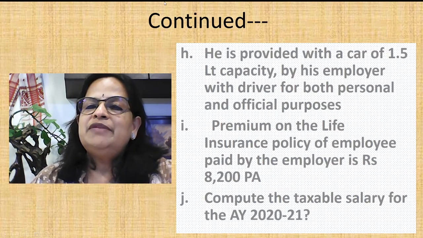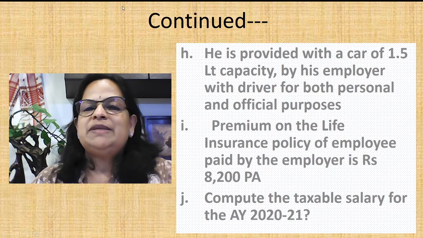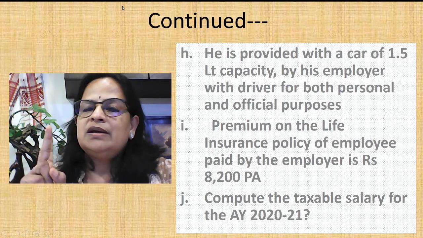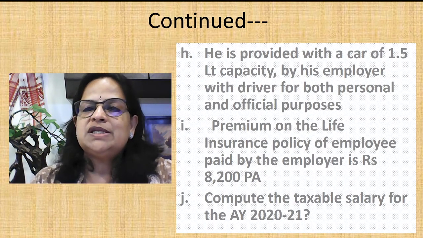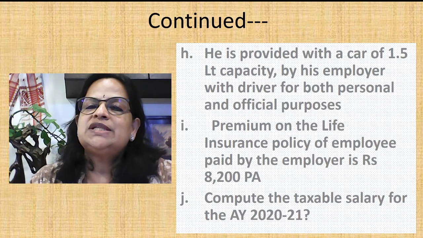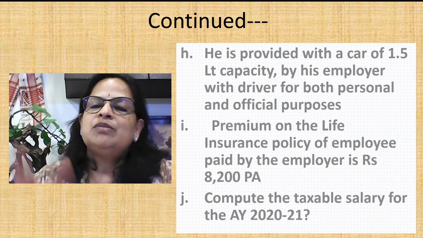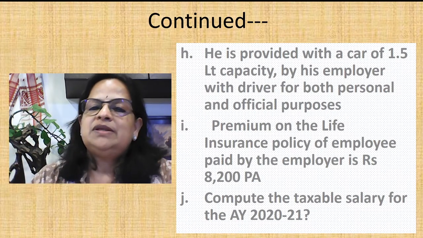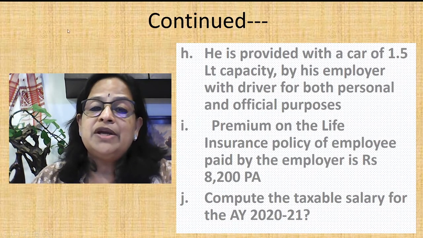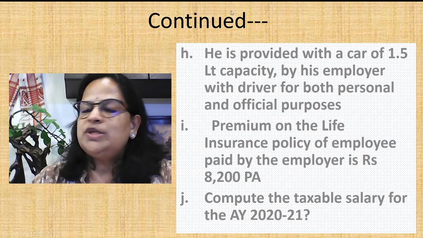Now, he is provided with a car of 1.5 liter cubic capacity. I told you, for car used for both personal and official purposes, 2 rates you have to remember. Less than 1.6 liter cubic capacity is 1,800. More than that, it's 2,400. Driver is 900 per month, for both personal and official purposes. Premium on the life insurance policy of the employee paid by the employer is 8,200 per month. Completely taxable. Compute the taxable salary for the assessment year 2021.